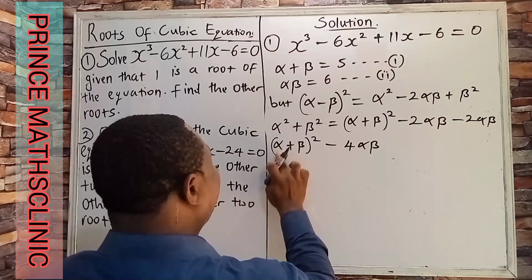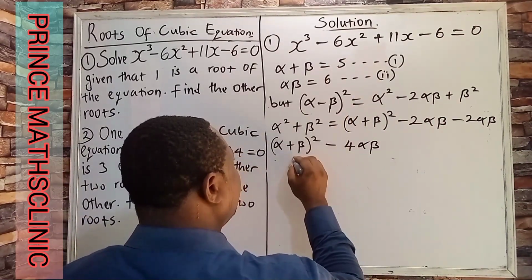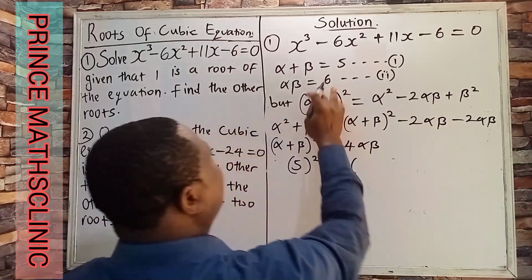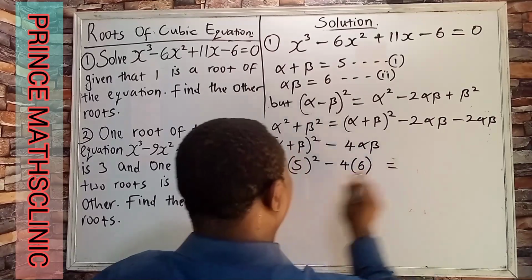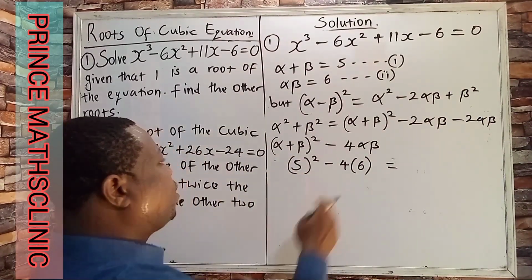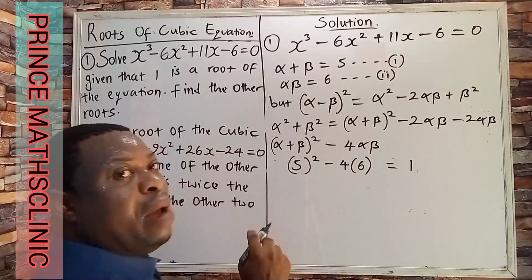What is alpha plus beta? It is 5. Then remember, it is squared minus 4 alpha beta. What is alpha beta? It is 6. So this means 5 times 5, which is 25. 25 minus 24 is what? It is 1. Mind you, we remember where we started from.